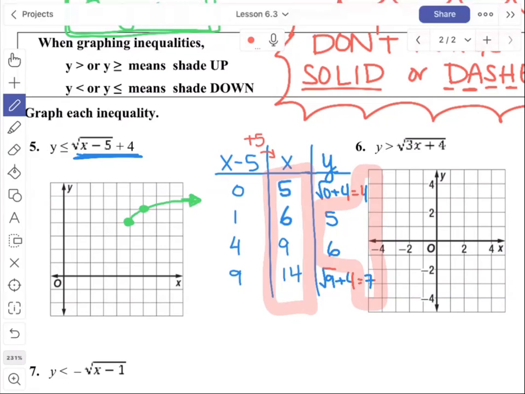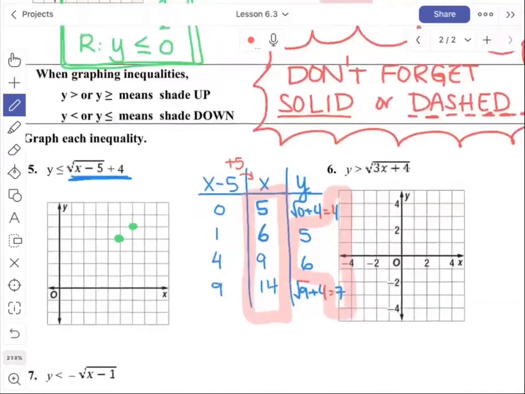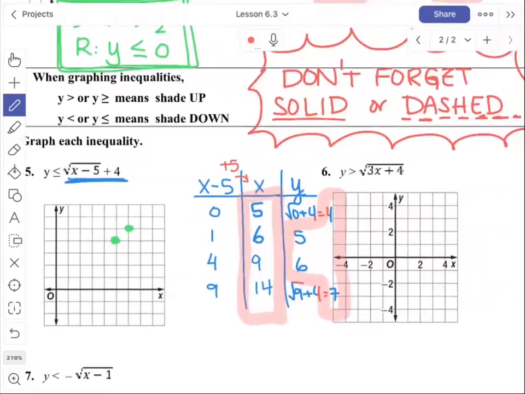Oh, actually, I forgot. Solid or dashed? What do you guys think? Solid, good. Why solid, Gio? Nice, Michael, because it's less than or equal to. Yeah, it has the equal to. I forget too, I have to catch myself.